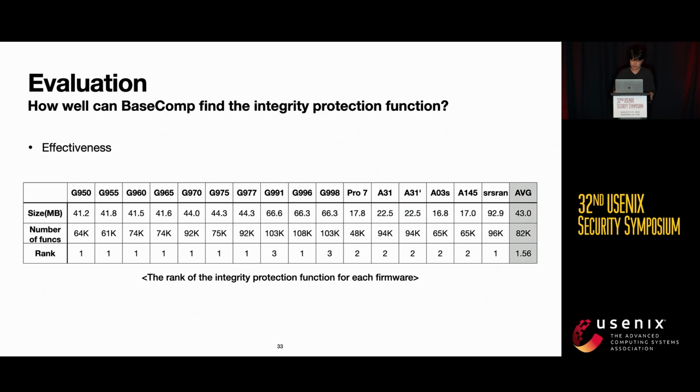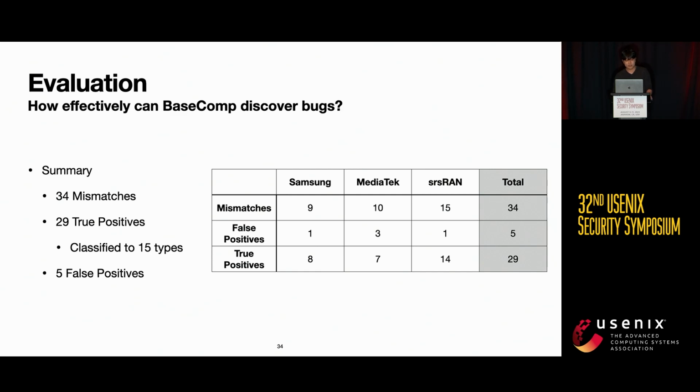For the first question, we checked the rank of the genuine integrity protection function in the 16 images. As you can see, most of them were ranked first, and the average rank was 1.56 out of an average of 82,000 functions per image, proving that it is effective in finding the integrity protection function automatically. Second, BASECOMP reported 34 mismatches from the 16 images, and 29 of them were confirmed as true positives through on-the-air testing. 5 were false positives, mostly caused by security checks implemented outside of our analysis scope.